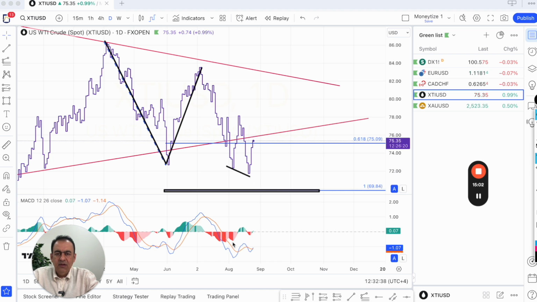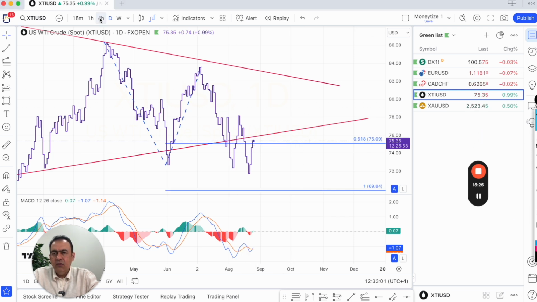Lower lows with a higher low on the histogram and a higher low on the MACD lines, and the MACD lines have completed the bullish crossover here. So the sellers lost momentum here. They could not reach the fib extension 100% mark, and they have also crossed above fib extension 61.8, that is a price level of 75. So sellers have lost momentum on the daily frame.